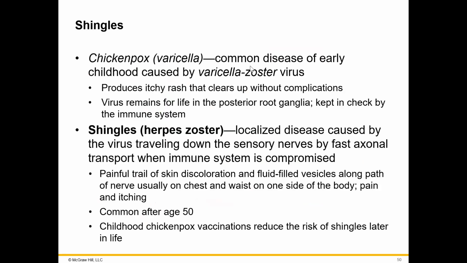Now, what is shingles? Shingles is a common disease of early childhood caused by the varicella-zoster virus. It produces an itchy rash that clears up without complications. So the virus remains for life in the posterior root ganglia and is kept in check by the immune system. The shingles, known as the herpes zoster.